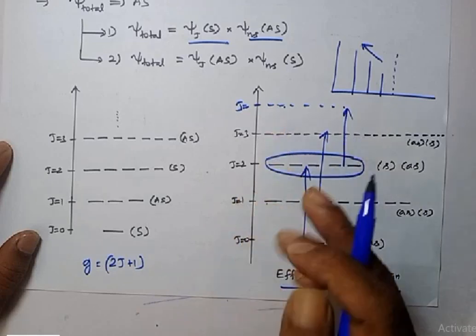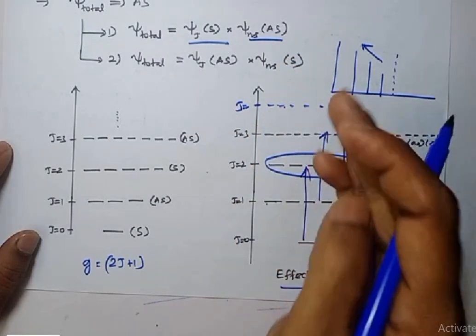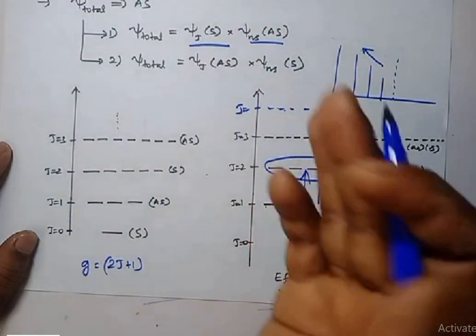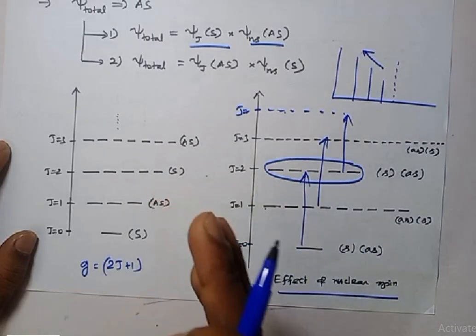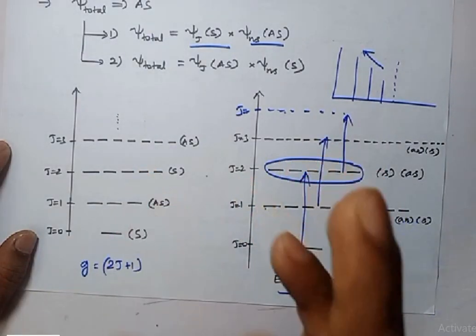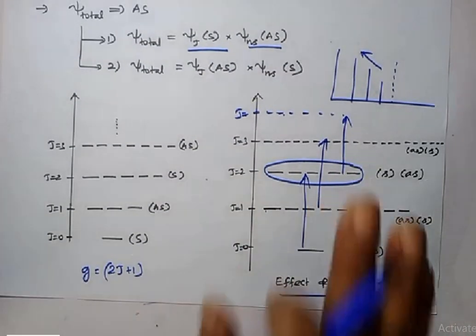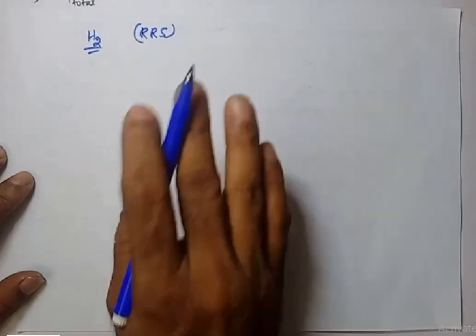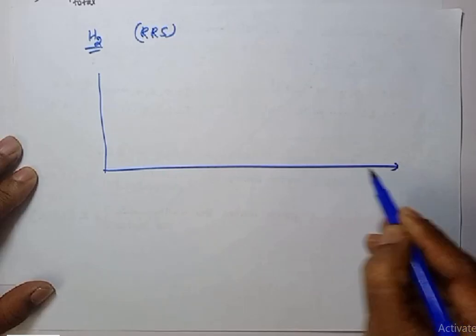The 1 to 3 transition will appear with high intensity. Again, the 2 to 4 transition will appear with lesser intensity. Then the 3 to 5 transition will appear with higher intensity. So we get alternation in intensity in the rotational Raman spectrum of the hydrogen molecule. Is this clear to all? This may not be the exact appearance of the spectrum, but it appears something like this.